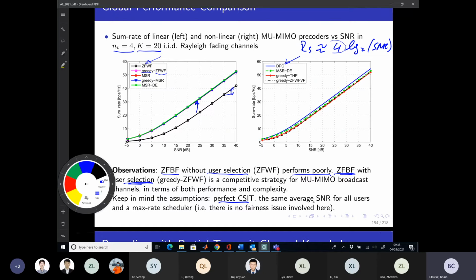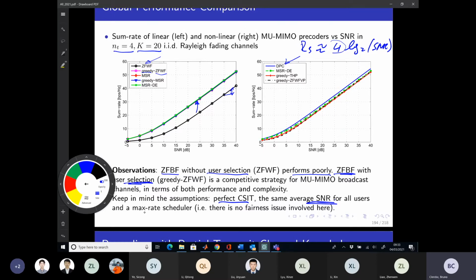Another assumption that we assume is that it's the same average SNR for all the users, right? So that means that roughly the long-term SNR for each of the users is the same. That means all the users experience the same path loss and shadowing. In reality, it may not be the case. One user may have a path loss and shadowing that is very different from another user. You can have, I don't know, 10 dB, 15 dB difference between two users. In that case, you have a disparity of channel strength, and that can lead to some further gap between zero forcing beamforming, even with the user selection, and the DPC.